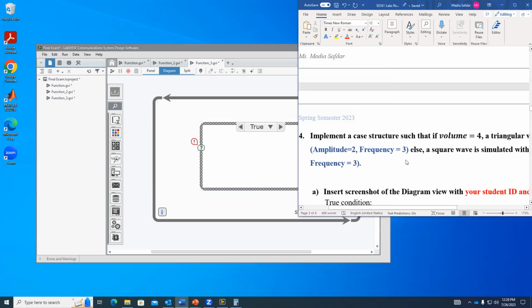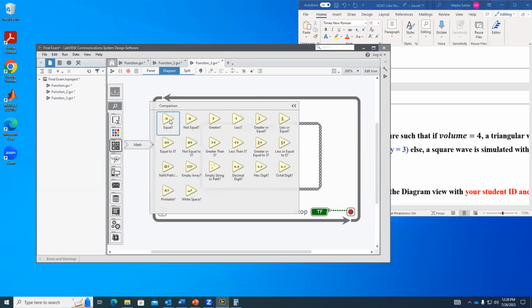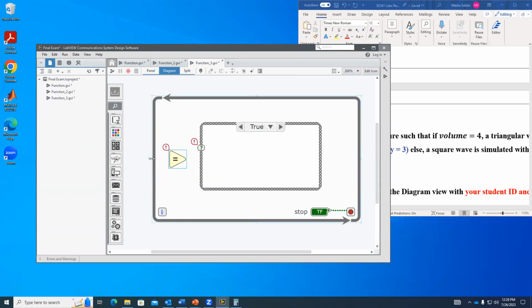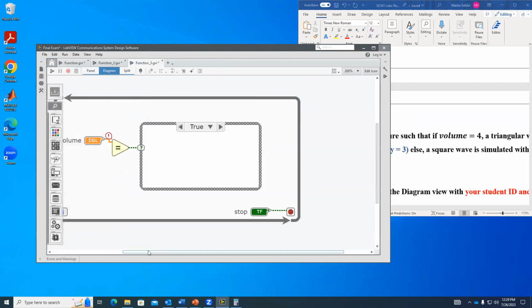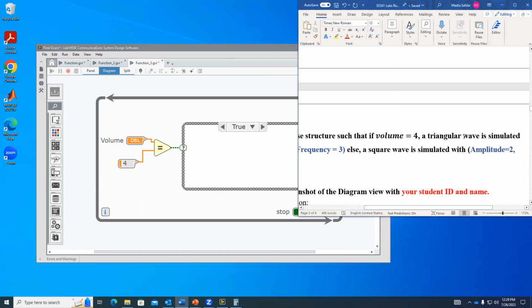So first you will see that volume equals 4. This is your condition. So you need this operator which is equal. You go to math, comparison, equal. When you have the equal sign, you will click here with the connected question mark. Now this is volume. Volume is a variable. Volume equals constant 4. We put our condition.